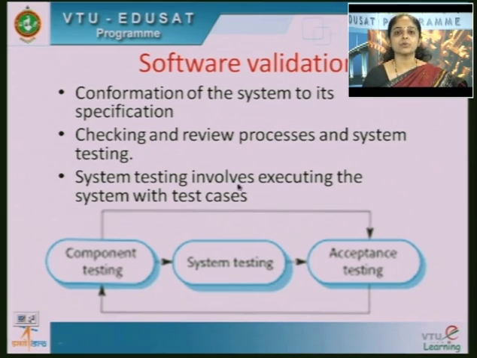Checking and review processes and system testing happen as a part of software validation. You need to give inputs to your software in order to determine whether it is performing the duty it is expected to do. So that is your review process. You are going to check and review whether the software is behaving in the way it is required to behave.